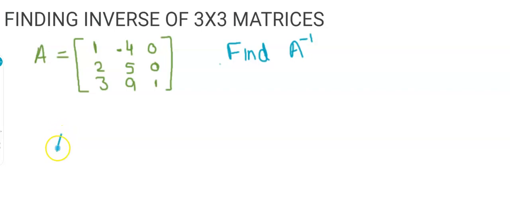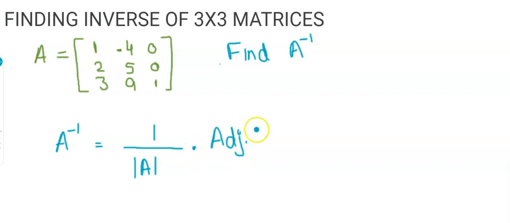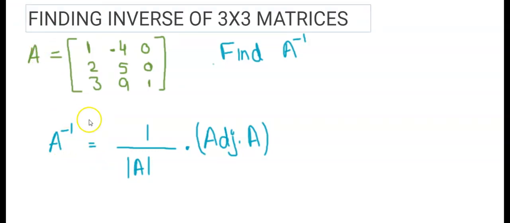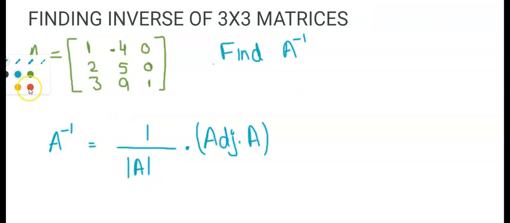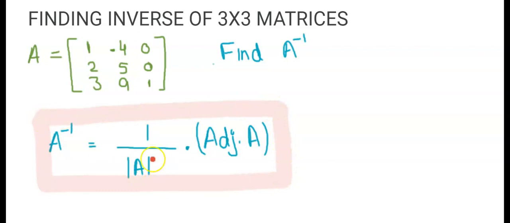This is my master equation. A inverse is 1 over the determinant of A, times the adjoint of A. Okay, this is my formula. First thing I will do is find the determinant of A. Let's call this one our master equation, so we will come back to that equation again. First, we need to find the determinant of A, so let's go to the next page.